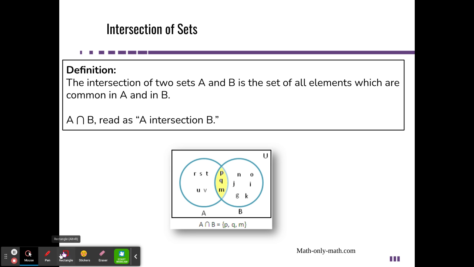And then intersection is the opposite. Intersection is an and statement. The intersection of two sets A and B is the set of all elements which are in common in A and in B, and it's read as A intersects B. In this case, P, Q, M is our intersection. That's what they have in common. Those two definitions are provided by mathonly.com.